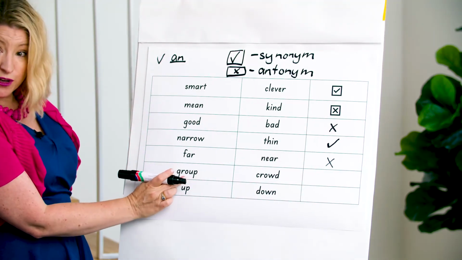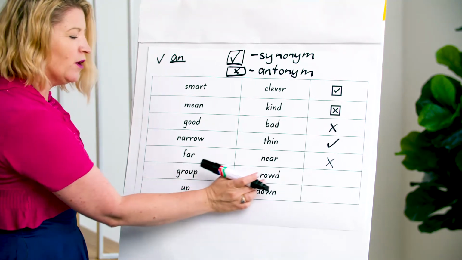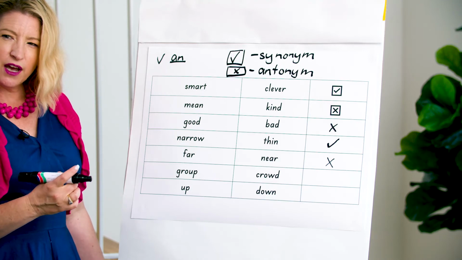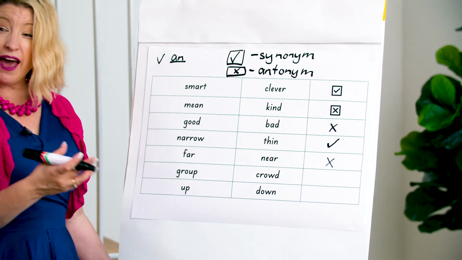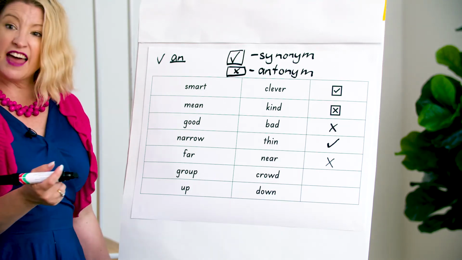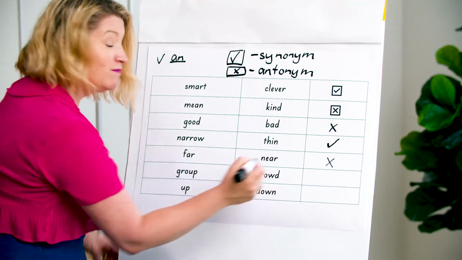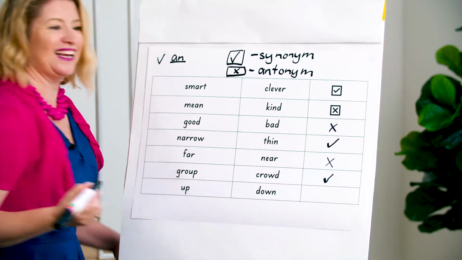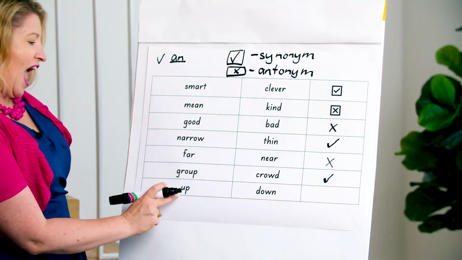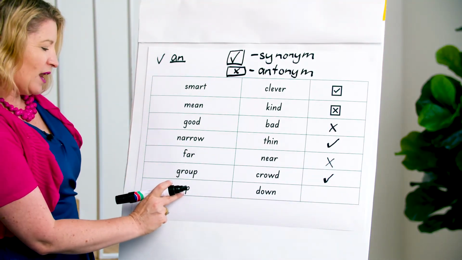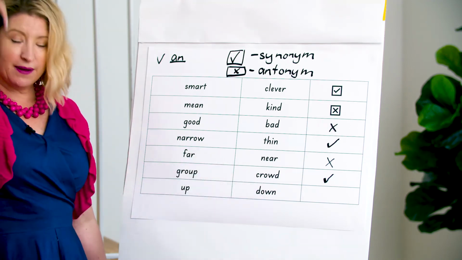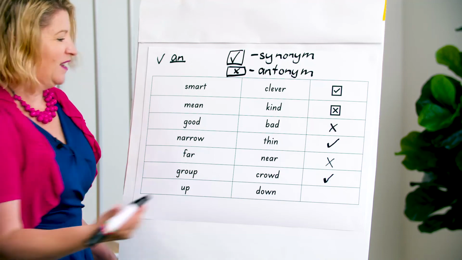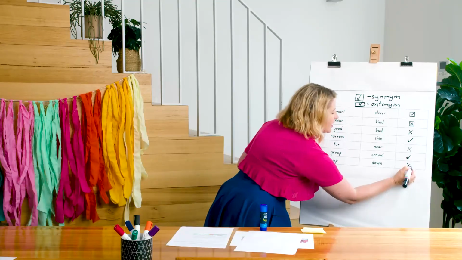Group. Oh, there's the OU making ooh. A group or a crowd? Group and a crowd. A group means quite a few people and a crowd means a lot of people. I think they are synonyms. We're going to put a tick by those ones because they mean similar things. So they are synonyms. And the last ones we've got up and down. They're antonyms, aren't they? They're opposites. Let's put a cross next to those.